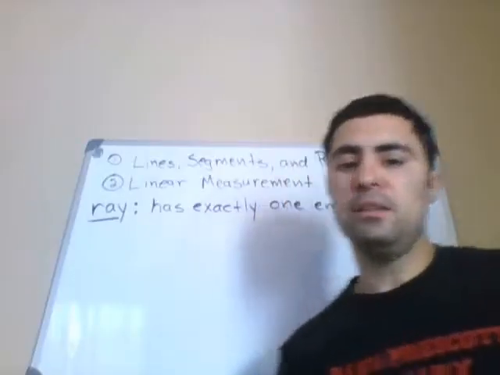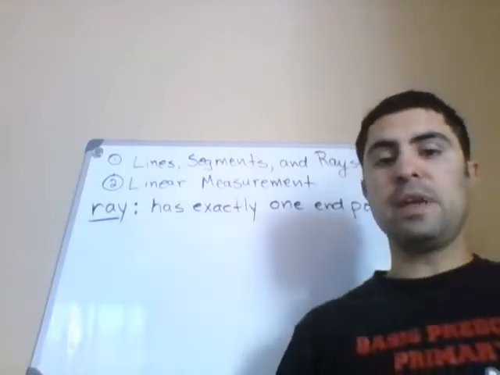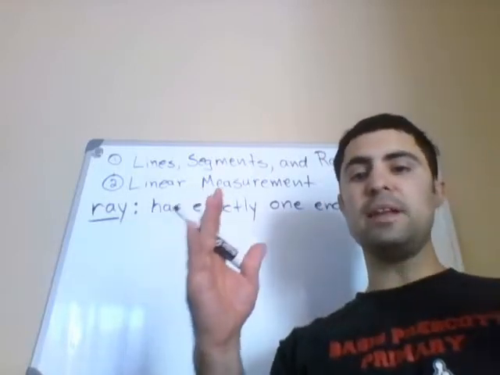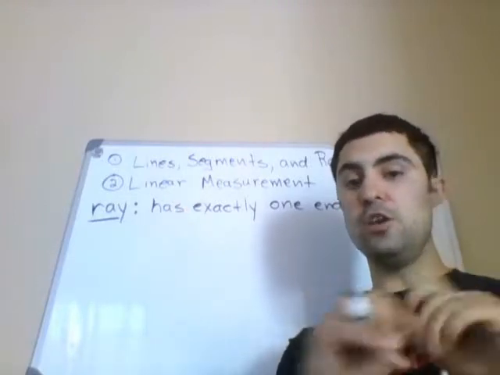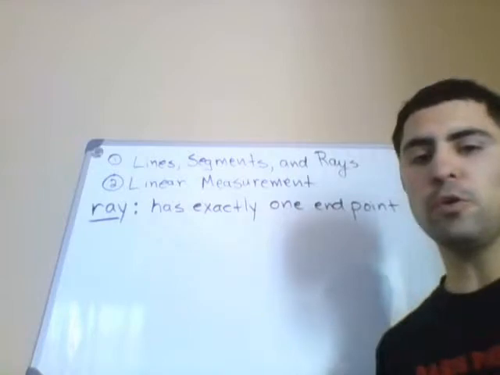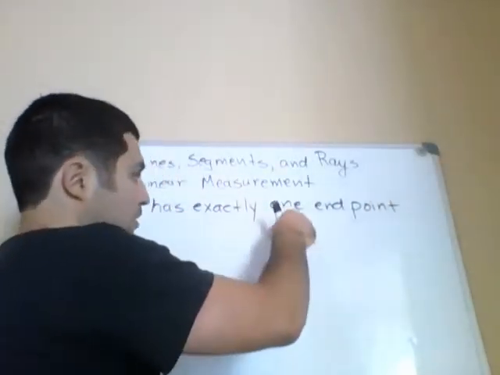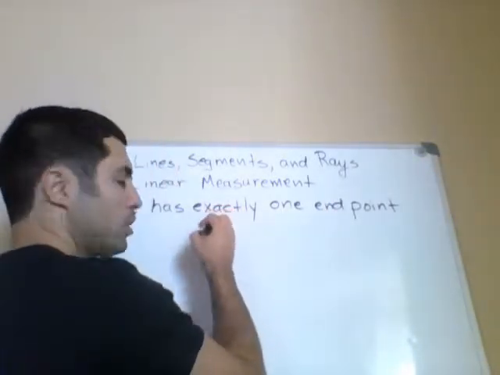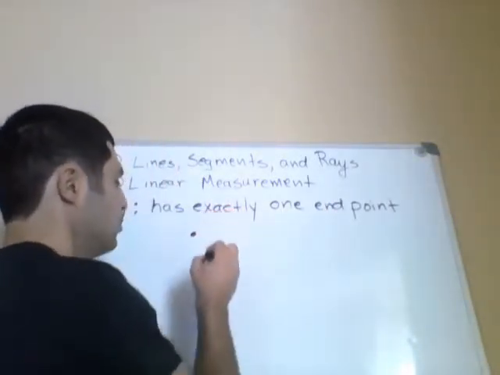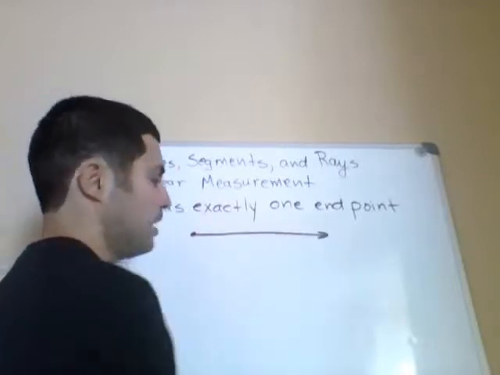Another type of line, so to speak, is called a ray. So we have a line segment that has two endpoints. Then we have a line which has no endpoints. The only other option is a ray, which has exactly one endpoint. The way that looks, if you're drawing it, you have an endpoint, and the line goes straight out forever.